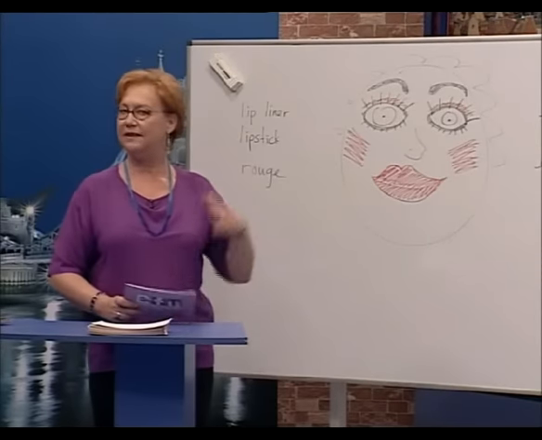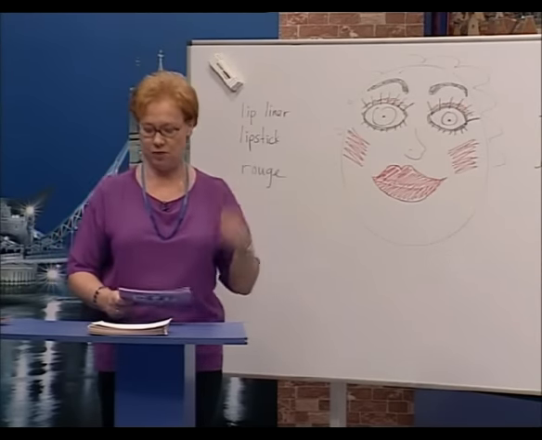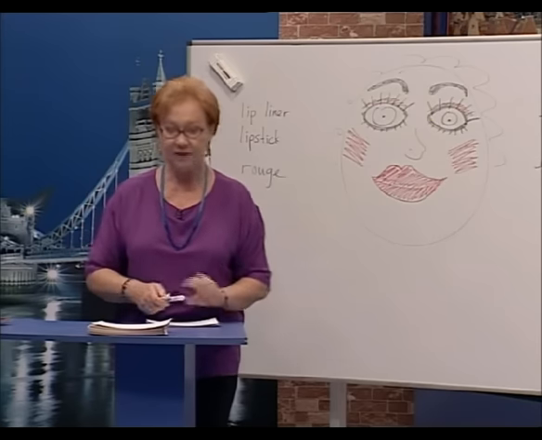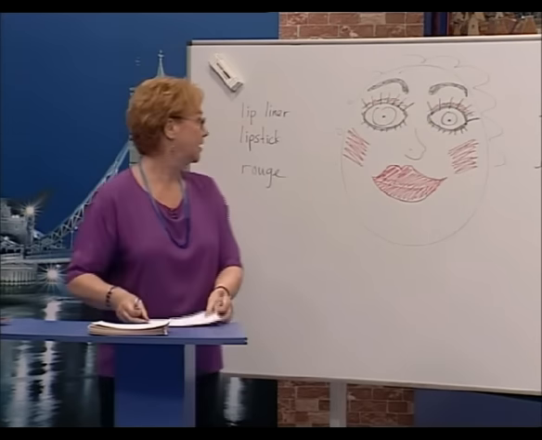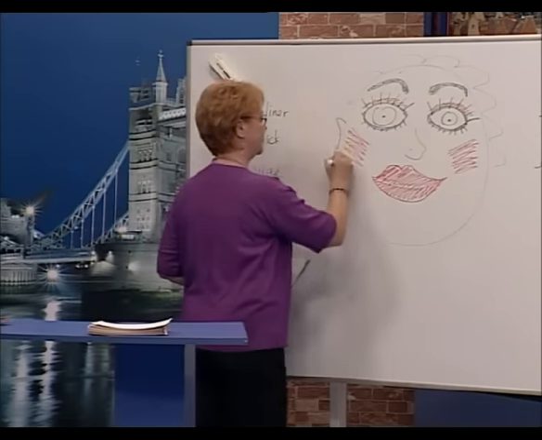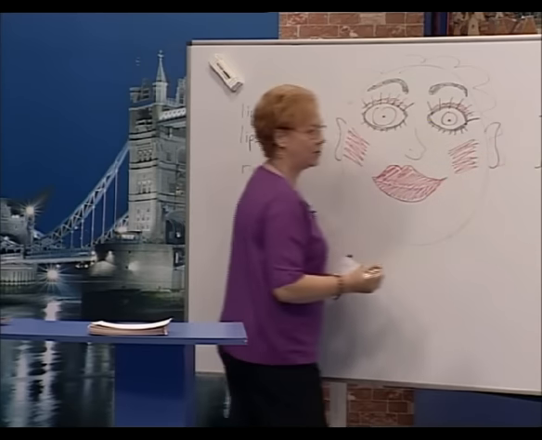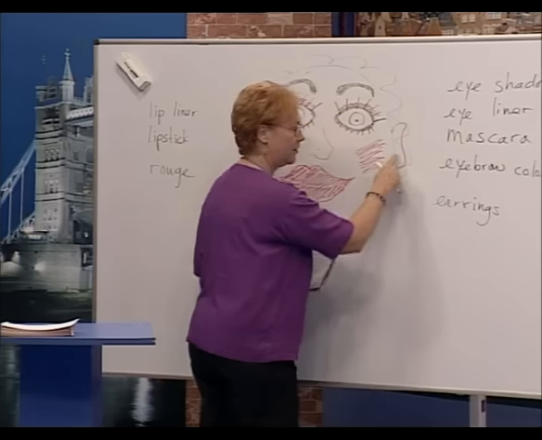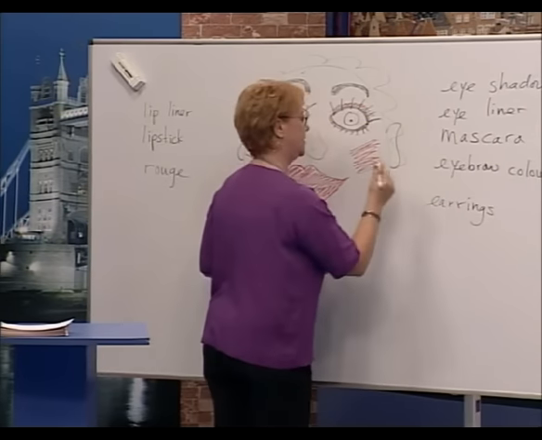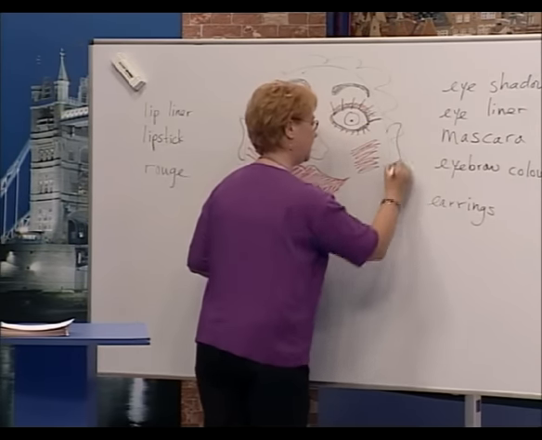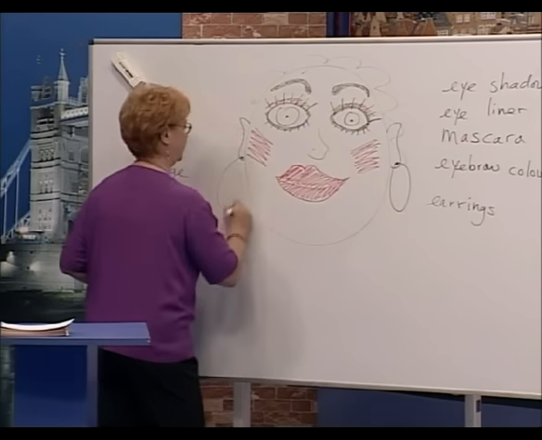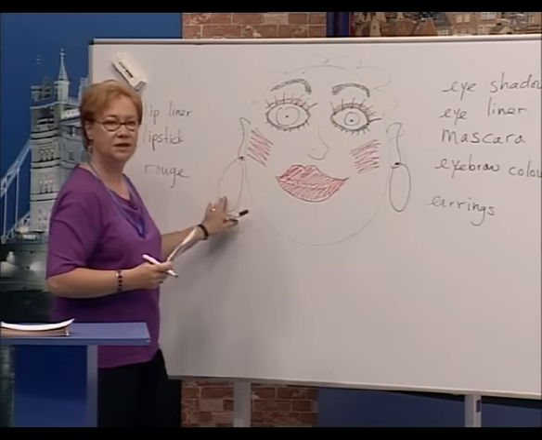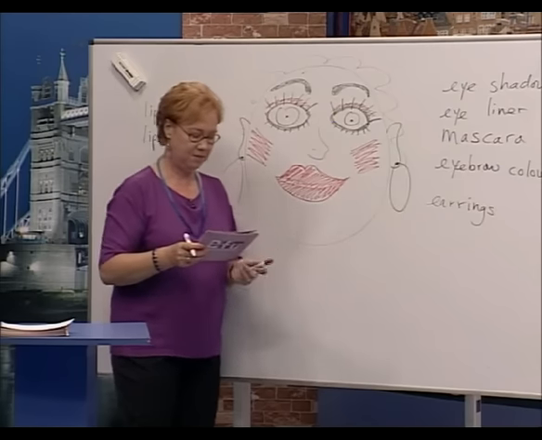Now, let's give this beautiful woman some jewelry. First we're going to give her earrings. I guess first we have to give her ears. Okay, here's ears. Now, we're going to give her earrings. It's two words together: ear and ring. Earrings. Lovely earrings. Because there are two, usually. All right?